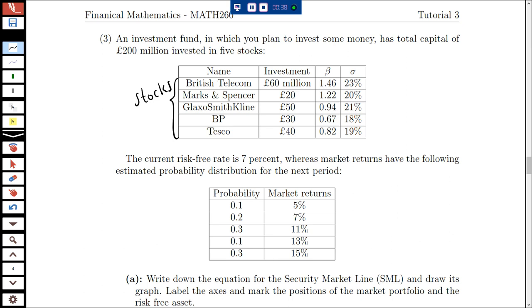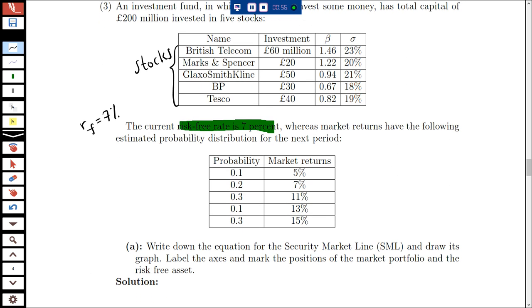The current risk-free rate is 7%. Risk-free rate here. Whereas market returns have the following estimated probability distribution. Okay, so we have some various potential events in the market that's affecting the returns, maybe a recession or a booming economy, or many different possibilities. For simplicity, there's 5 possible outcomes affecting market returns, each of them in this distribution.